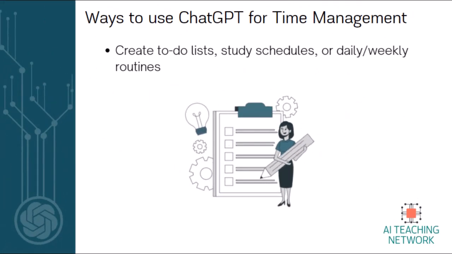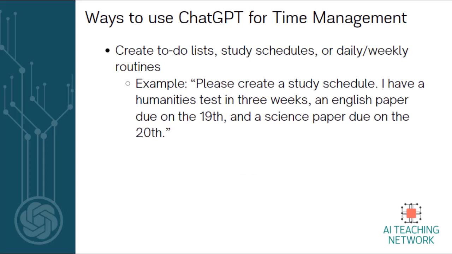Another way to use ChatGPT for time management is ask it to create to-do lists, study schedules, or daily and weekly routines. For example, you can say, please create a study schedule. I have a humanities test in 3 weeks, an English paper due on the 19th, and a science paper due on the 20th. And ChatGPT can help you organize and set times for when you should be working to reach those goals.